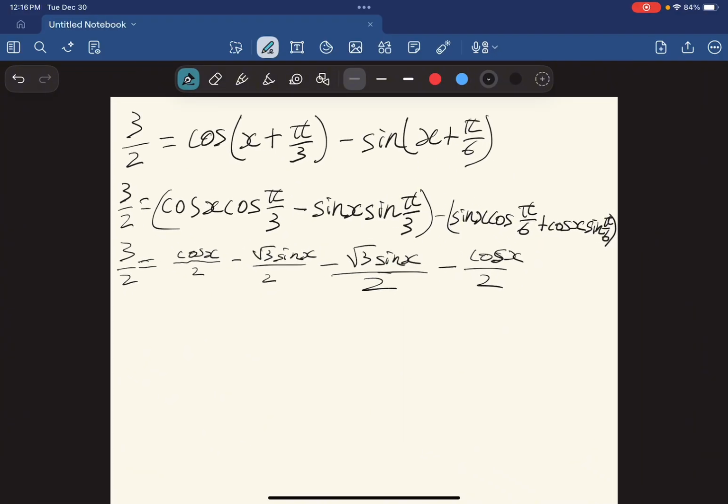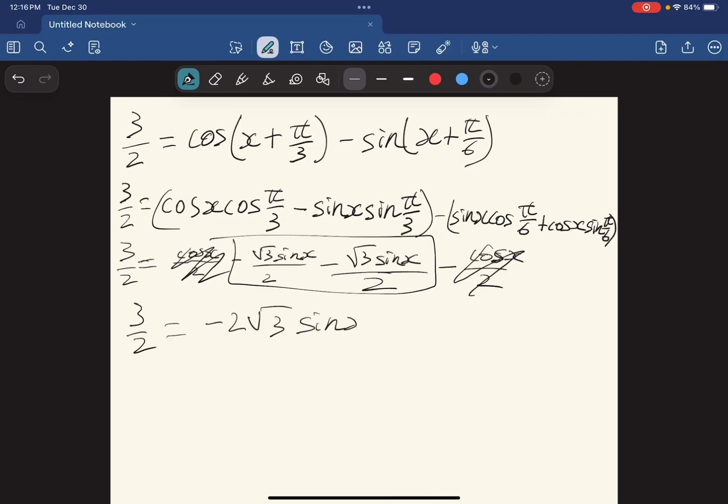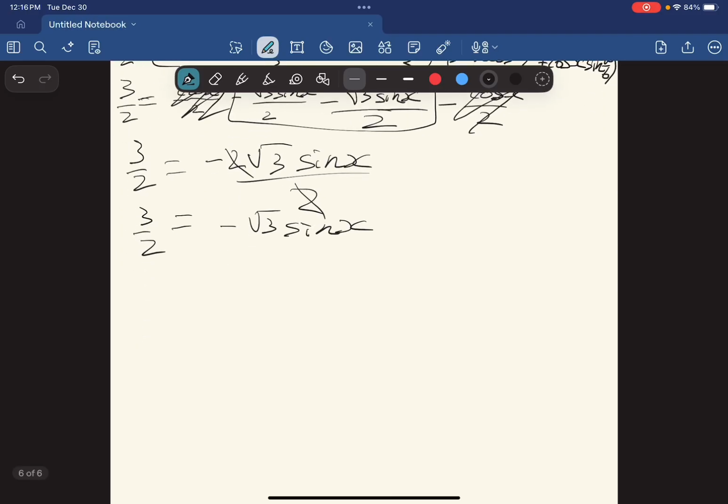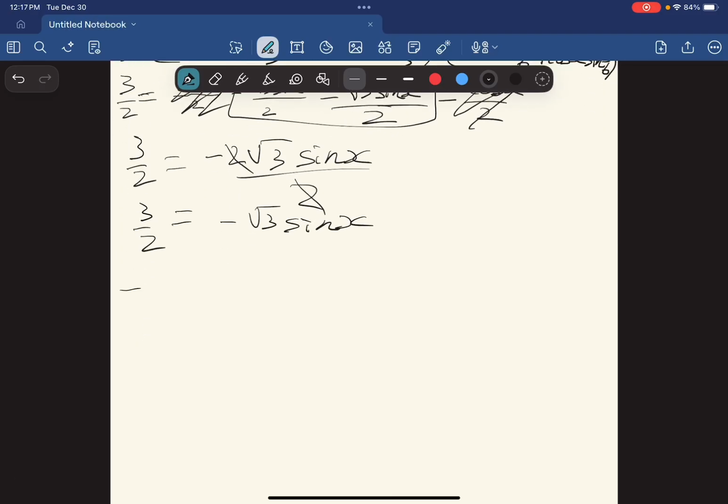Okay, so we can see here that we can cancel these out, right? So we only have these two left. So 3 over 2 equals negative 2 root 3 sine of x over 2. These two cancel out, which gives 3 over 2 equals negative root 3 sine of x, which gives negative 3 over 2 root 3 equals sine of x.